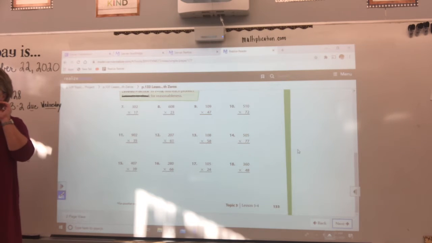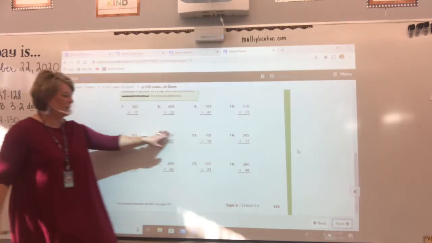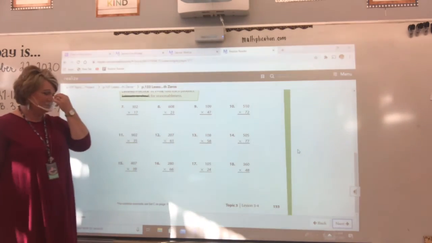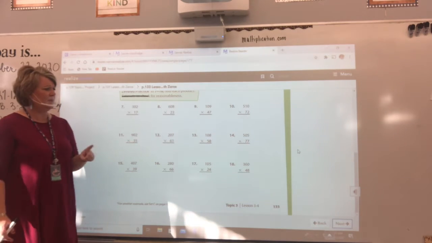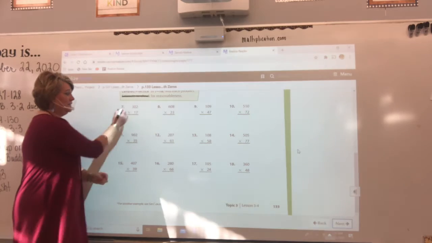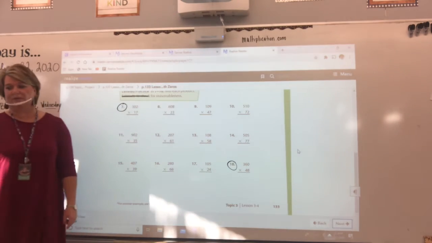Now here's the thing that I want you to notice on every one of these problems. Every one of them has zeros in them. So that's what's a little tricky, and I want to make sure you know how to do this. So we're only doing 7 through 18. Circle those. 7 through 18.